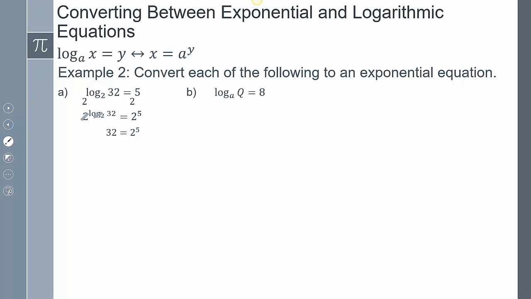For this next one, I can get rid of this log and take base a to both sides, right? Take it, move it over there. So those cancel out, so I get q equals a to the 8th. And then this log, this is t, so if I take the t, move it over there, log base t and the t cancel out, and so I get t to the x equals m.